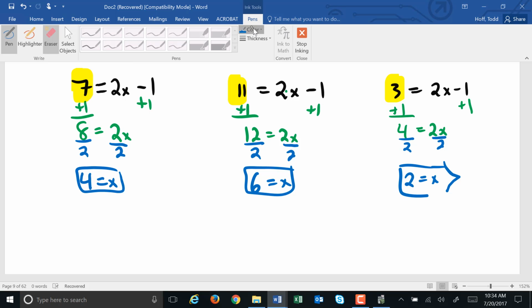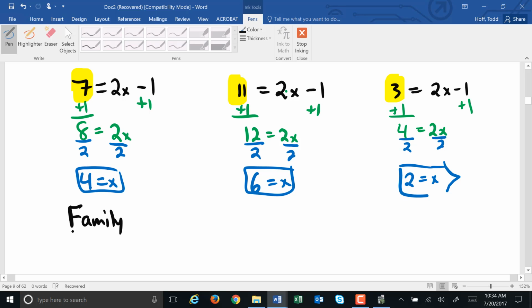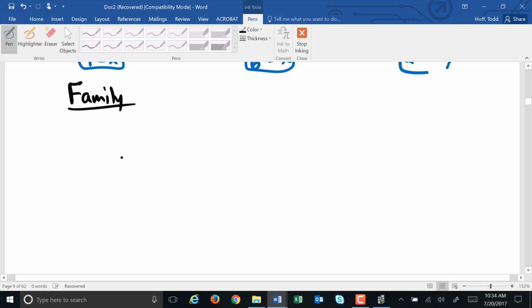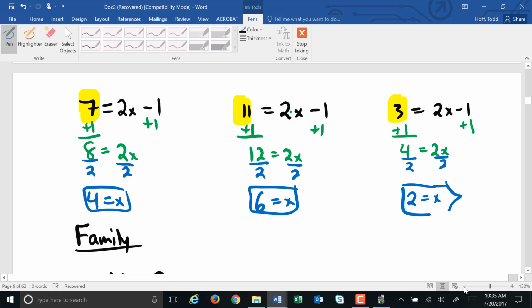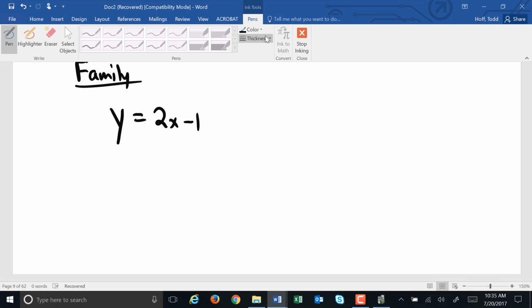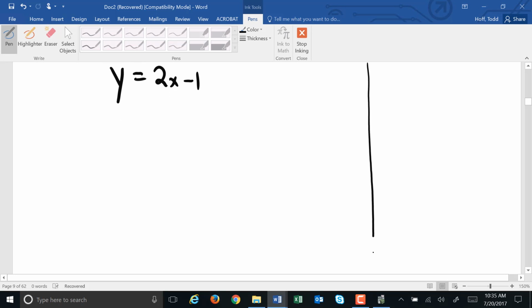These are what we call a family of equations. And we can represent a family of equations like this. Y equals 2x minus 1. And that represents all of those equations that would have that form of a number equals 2x minus 1. To represent that y equals 2x minus 1, to find the solutions to that all at once, we're going to put them on a graph.